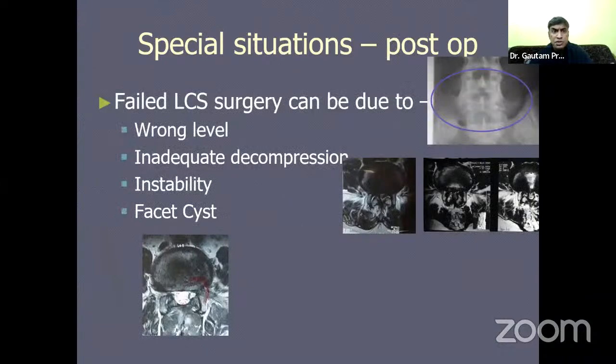Some special situations. Failed back surgery that we usually come across is most commonly because of the wrong level. Inadequate decompression can be another cause, or there is an accompanying facet cyst and we didn't remove it. Along with that, we even have to do fixation. If we don't do the fixation, then it might lead to recurrence of that cyst.